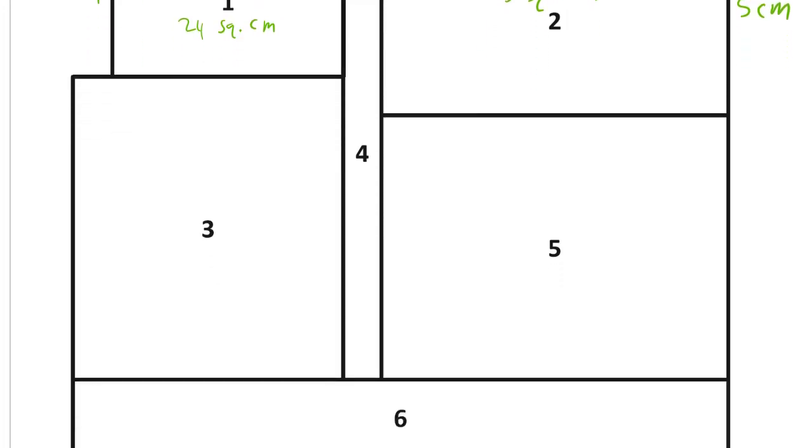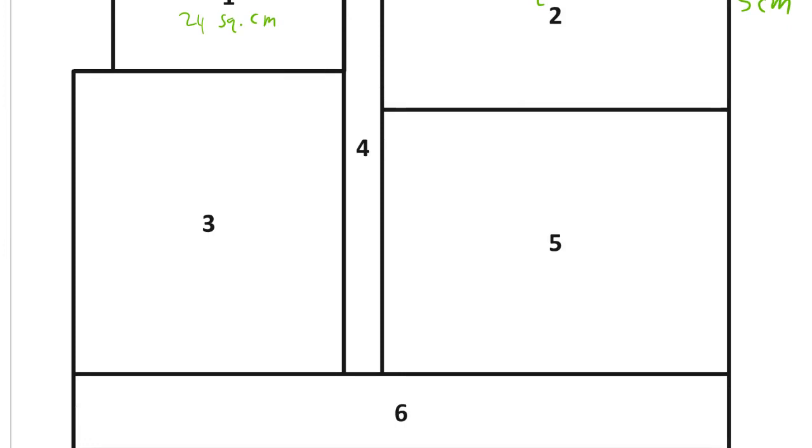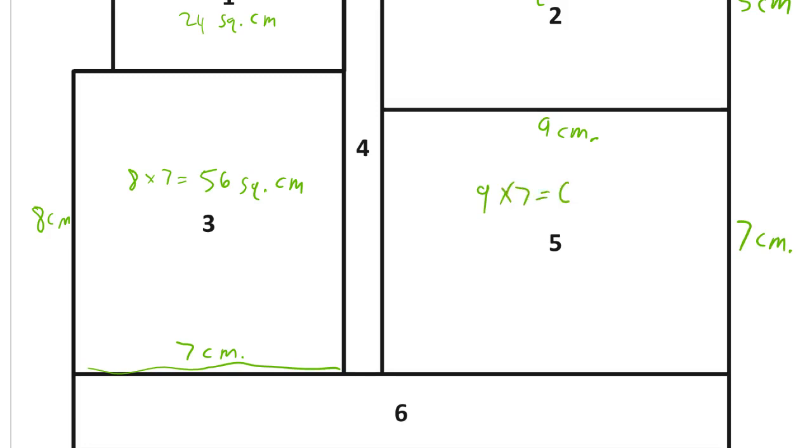Rectangle number 3 is 8 centimeters on this side and 7 centimeters. So rectangle 3 is 8 times 7 for 56 square centimeters. Rectangle 5 is 9 centimeters here by 7 centimeters here. 9 times 7, 63 square centimeters.